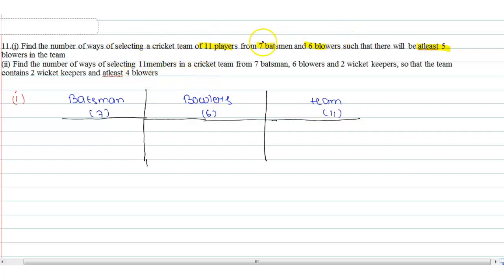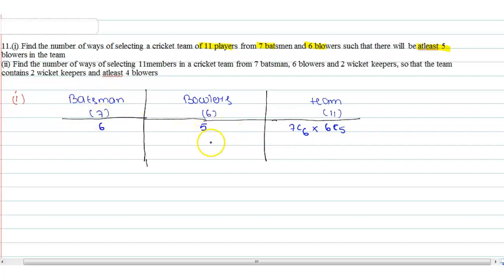First, in the question, there should be at least 5 bowlers in the team. In the sense, we need to take 5 bowlers. If you take 5 bowlers, to get a team of 11 members we need to choose 6 batsmen. So 6 plus 5 is 11. Total we have 7 batsmen; out of 7 we are taking 6, so I am writing 7C6 ways, into 6C5, since out of 6 bowlers I am taking 5. That is the first option.